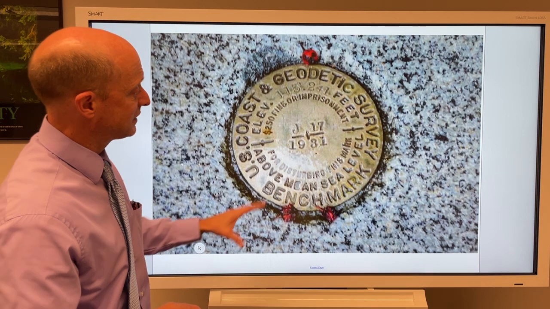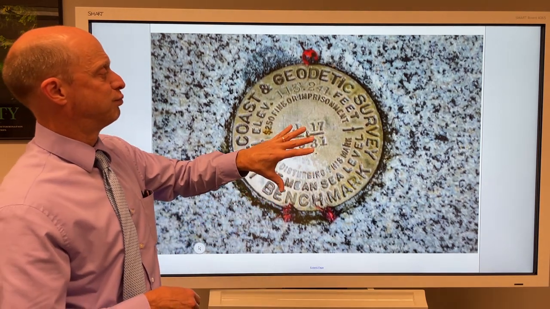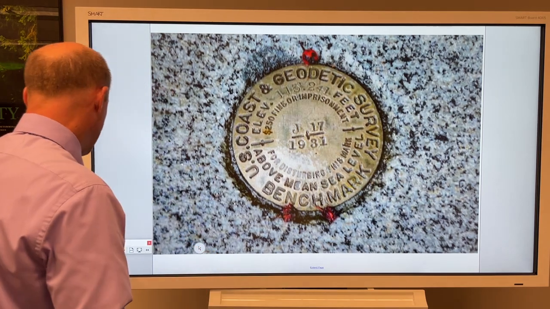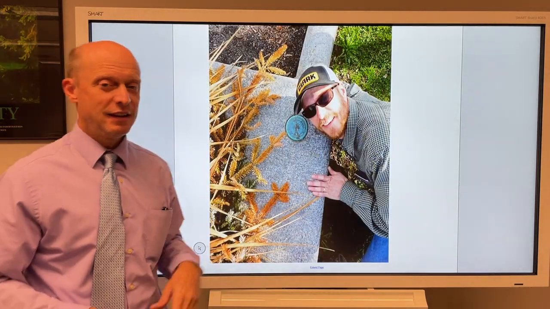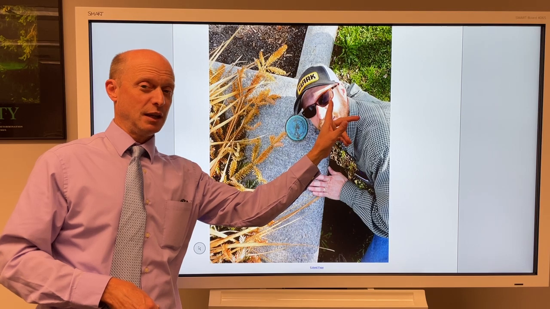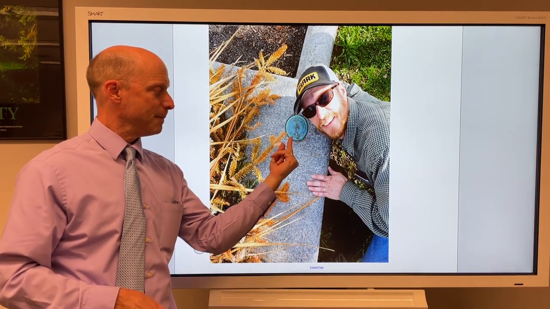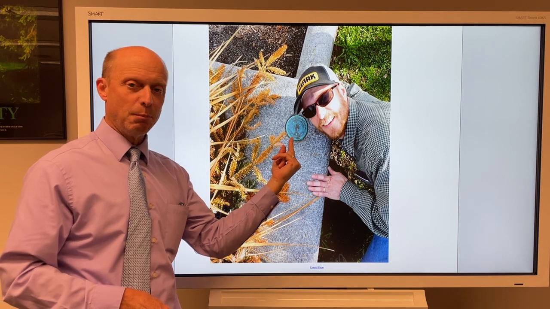So it looks like this. There are these brass or bronze discs. This one says 103 feet, and they're about this big. And just to give you a sense of scale, that is me in my bearded days taking a picture with a benchmark marker right there.